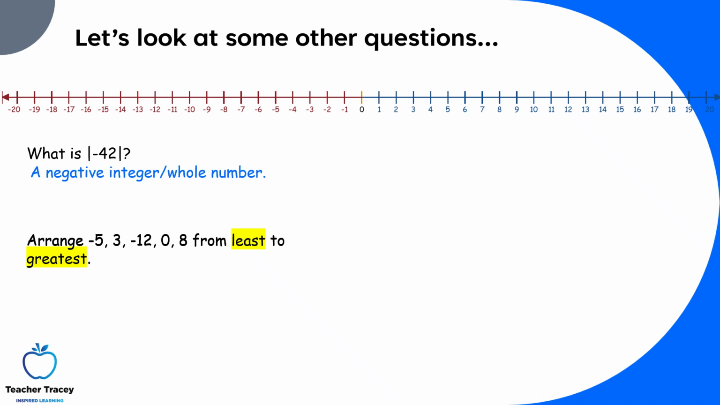I either visualize it on a number line or circle them. So we've got minus 5, 3, minus 12, 0, and 8. Now we can easily write them down. Minus 12, minus 5, 0, 3, and 8.